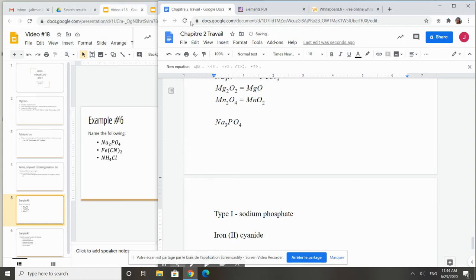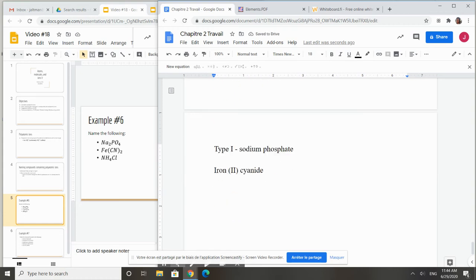And then for NH4Cl, there are 2 positively charged polyatomic ions, NH4 plus and H3O plus. So if anything starts with one of those, you know it's type 1. So this is ammonium, because I find NH4 on the sheet and it's ammonium, and then chloride.